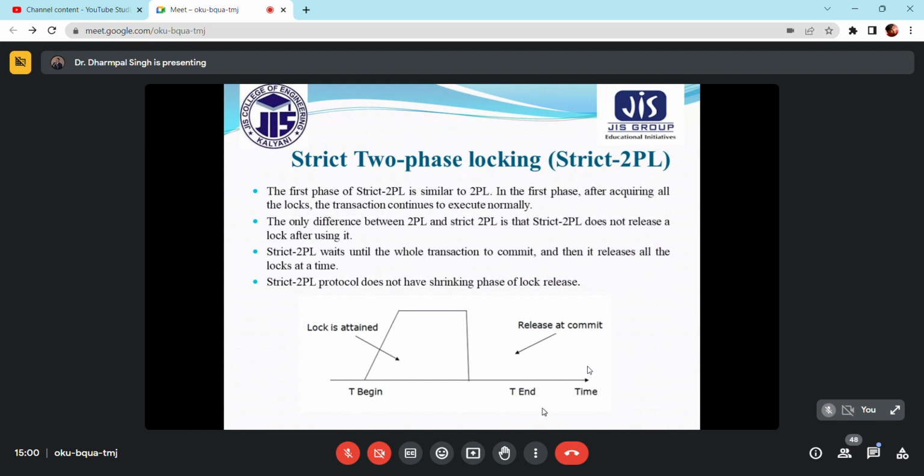So the strict two-phase locking protocol says that the first phase is the same as 2PL, but in the second phase, in 2PL we release the lock after use, while here it will not be released until the transaction commits. So it is a little bit strict, because earlier we were releasing the lock after use, but here it is not released after use.